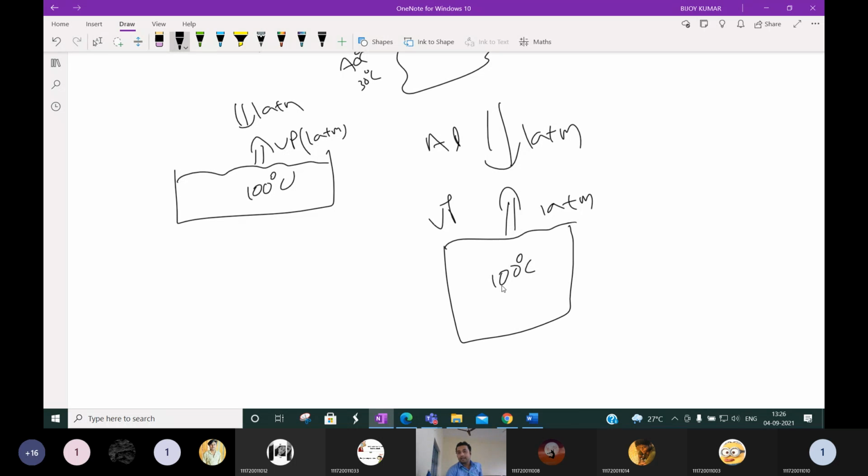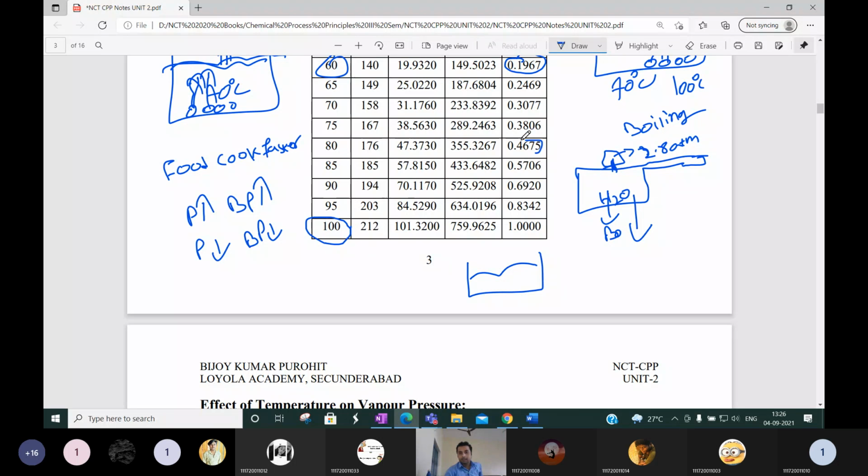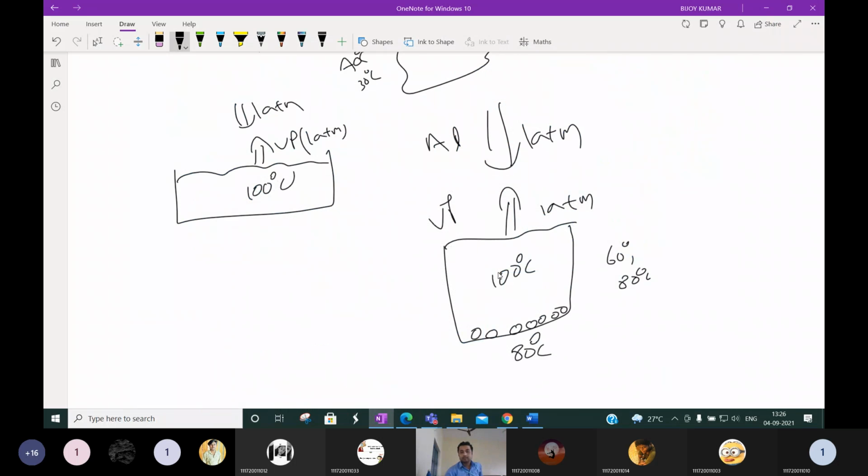So what you can see at 60 degrees centigrade, 80 degrees centigrade: you go home today and boil the water in your pan, and you see first what will happen during boiling, small bubbles will form. Okay, but these bubbles will not rise. Why are they not rising? Because suppose we are at 80 degrees centigrade, and at 80 degrees centigrade the vapor pressure is 0.4675.